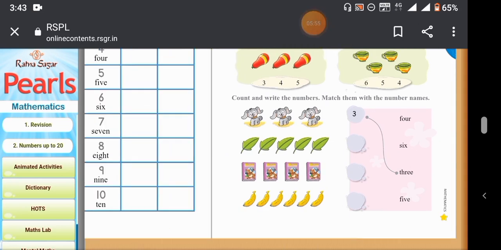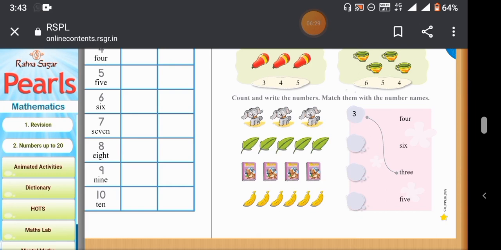So children, next, count and write the numbers. Match them with the number names. So in the first picture, there are 3 dogs. How many dogs? 3. 1, 2, 3. So you need to write 3 in the given circle, and you should match that number with the number name. THREE, 3. So that first one is an example.